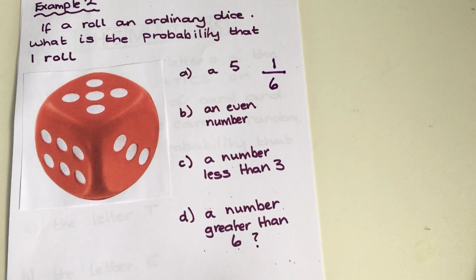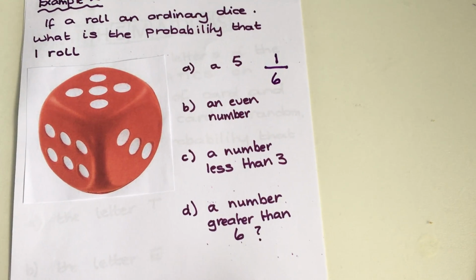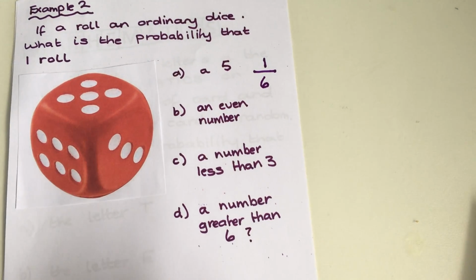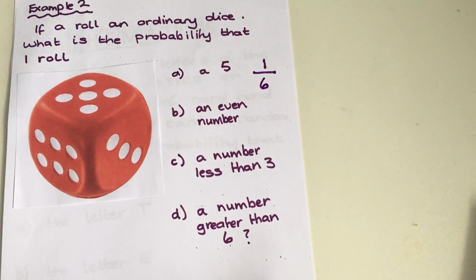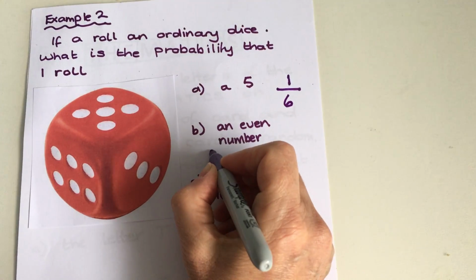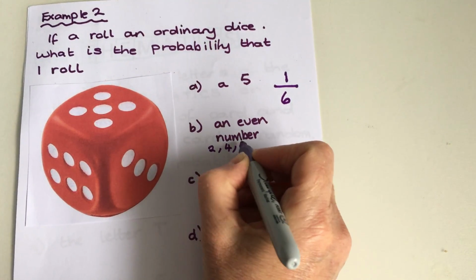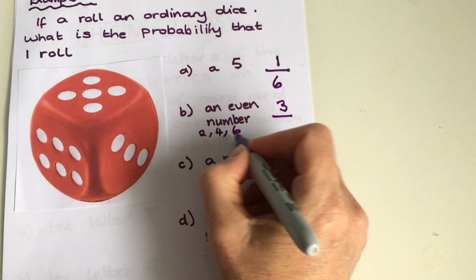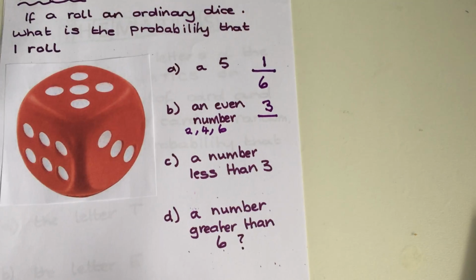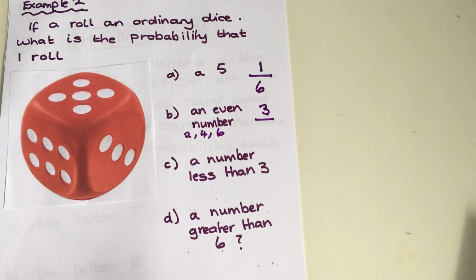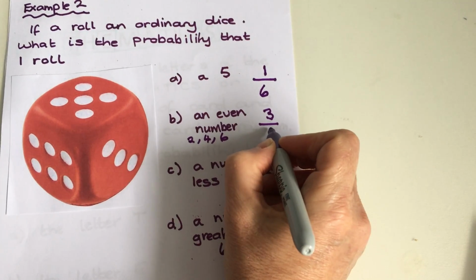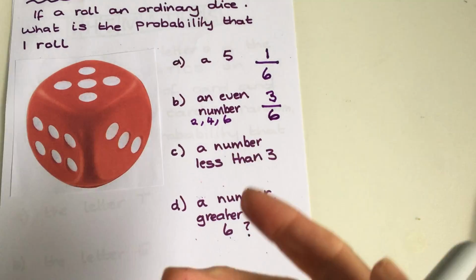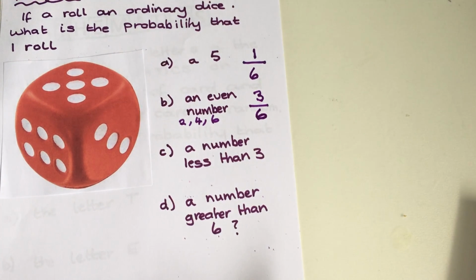Part 2 says, what's the probability that I roll an even number? So first of all, we need to think how many even numbers on a dice. Well, there are the numbers 2, 4 and 6. So there are 3 different ways, 1, 2, 3, of getting an even number. That's our successes. And the total possible outcomes is still 6, getting a 1, 2, 3, 4, 5 or 6.